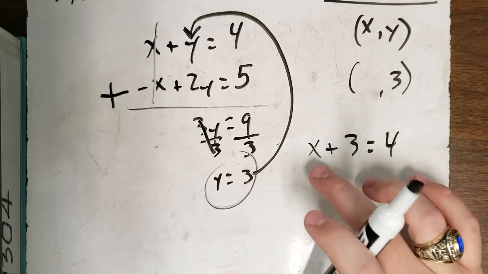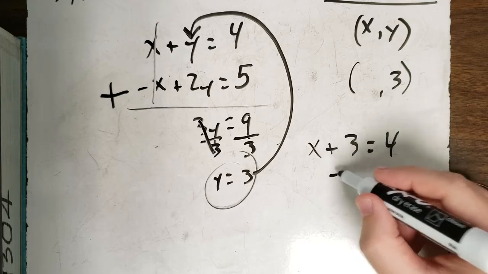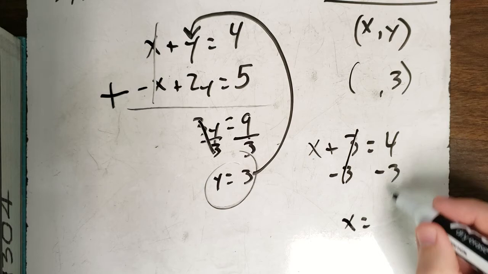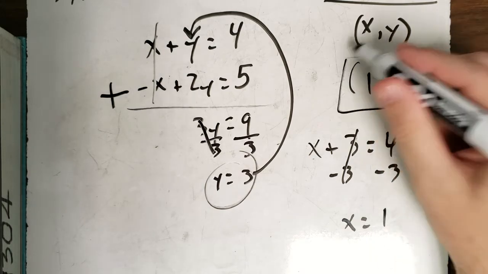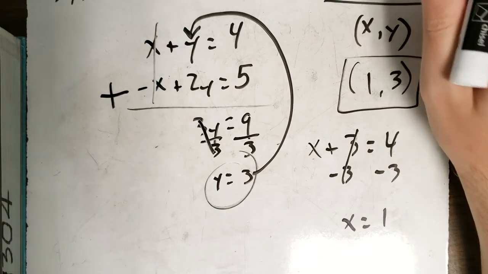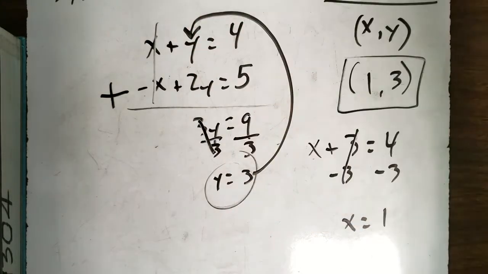Now we just have to get the x by itself. What number plus 3 equals 4? We subtract 3 from both sides, and x equals 4 minus 3, which is 1. So our final answer is (1, 3). It's quicker than the other way. It's simpler than the other way when it's set up like this.